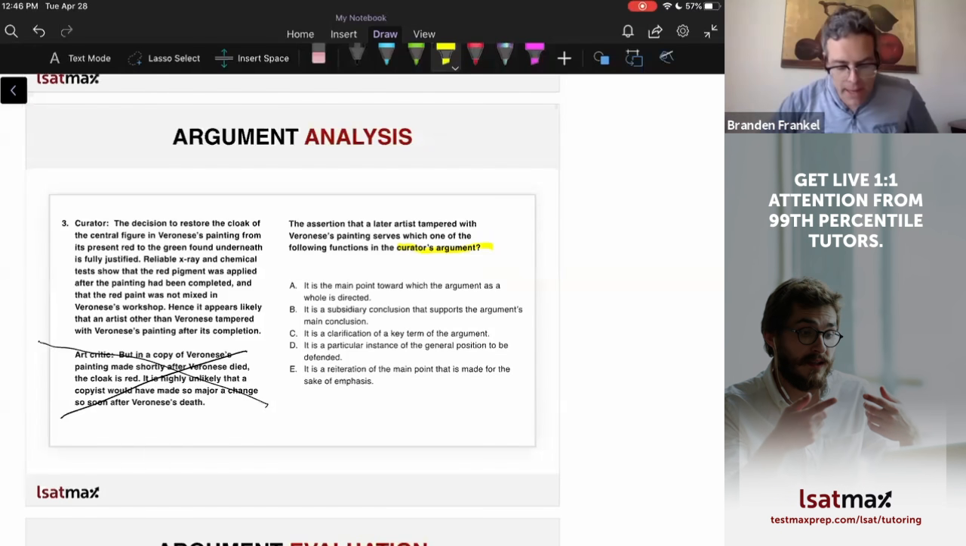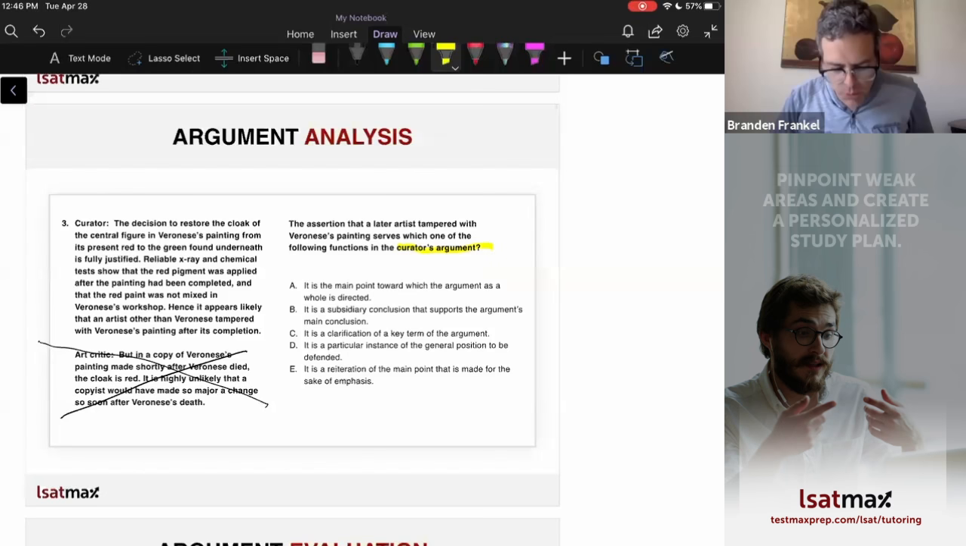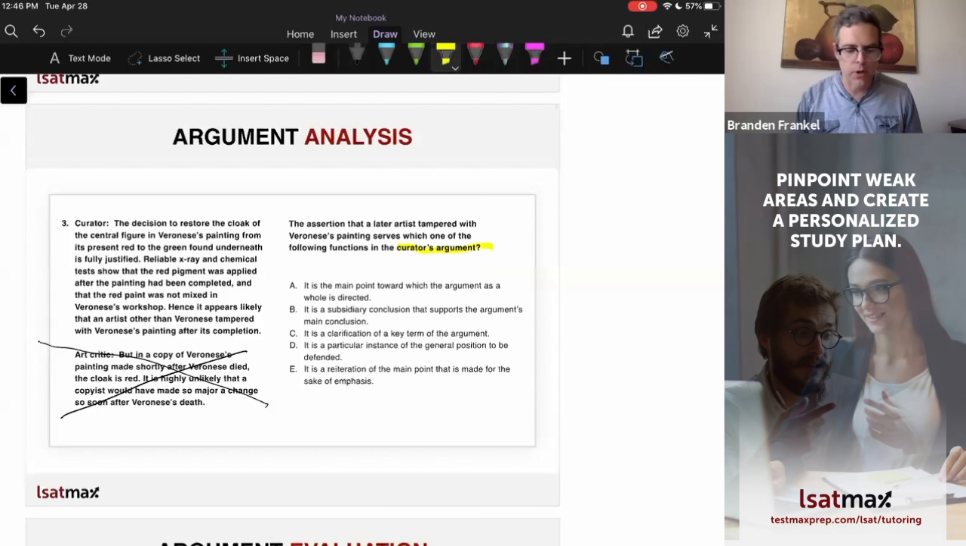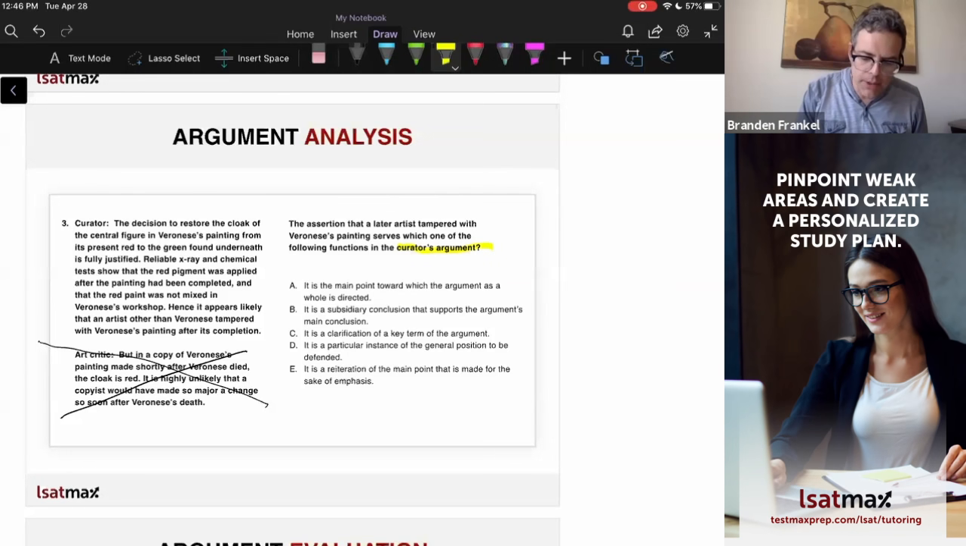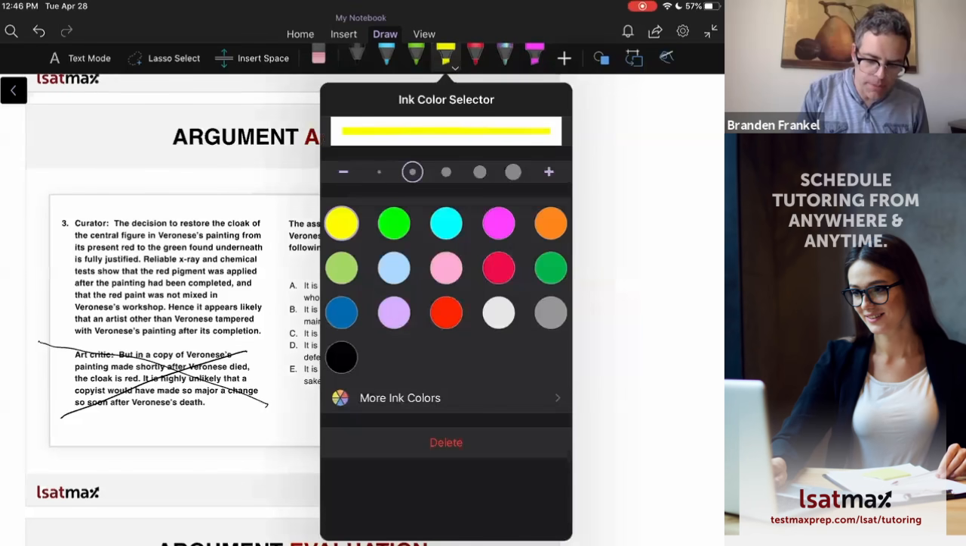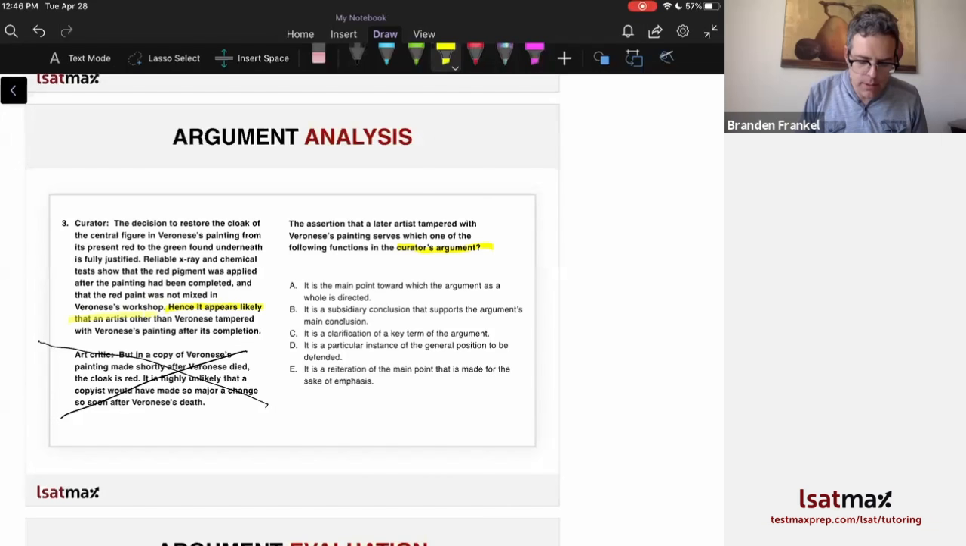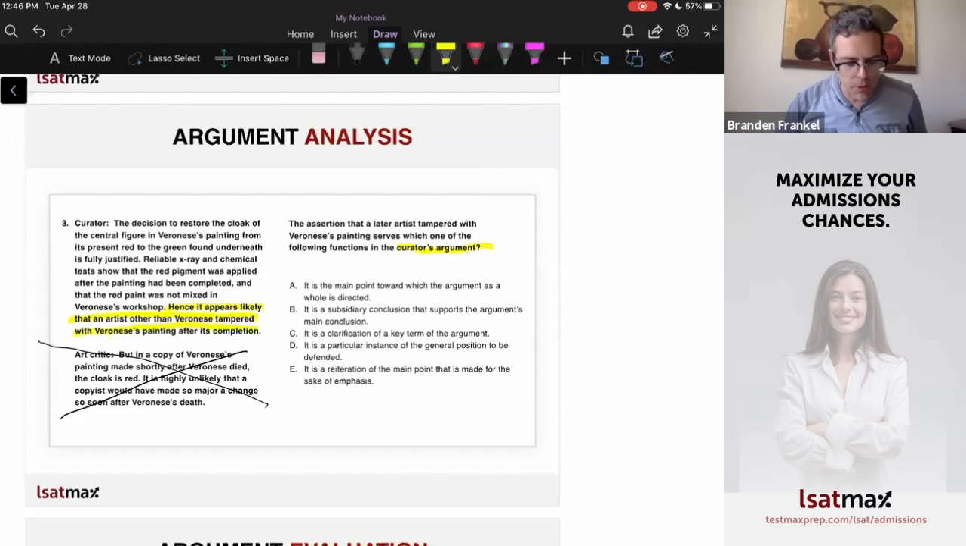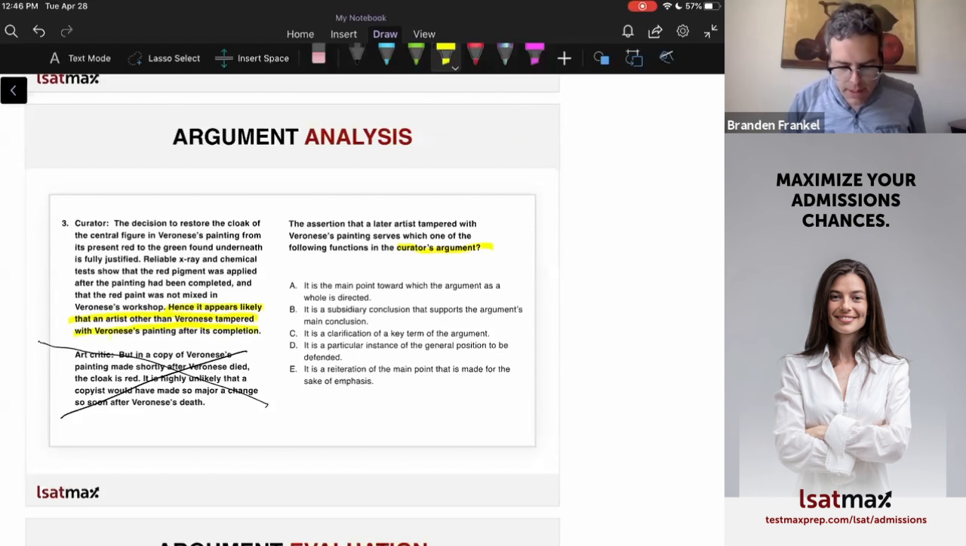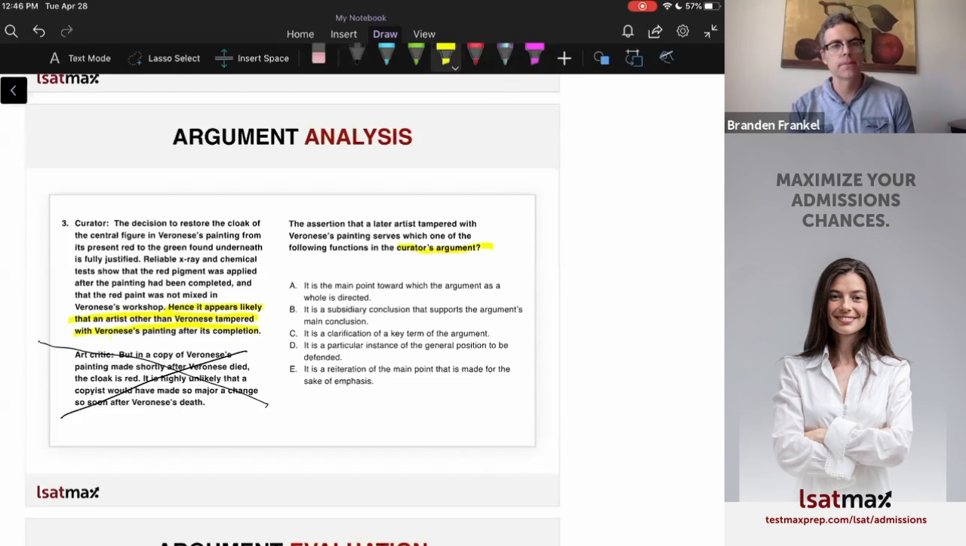So here's what we are being asked. The assertion that a later artist tampered with Veronese's painting serves which one of the following functions in the curator's argument? So this is an argument structure question, and we are being asked about this statement. It appears likely that an artist other than Veronese tampered with Veronese's painting after its completion.